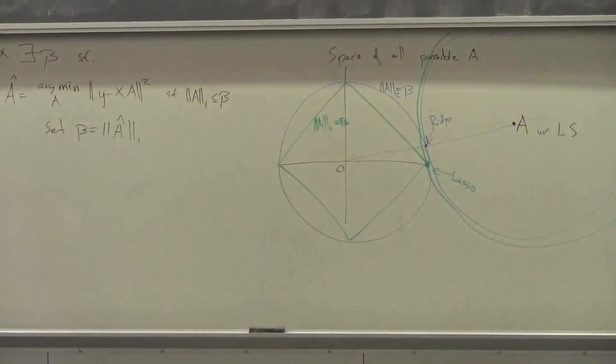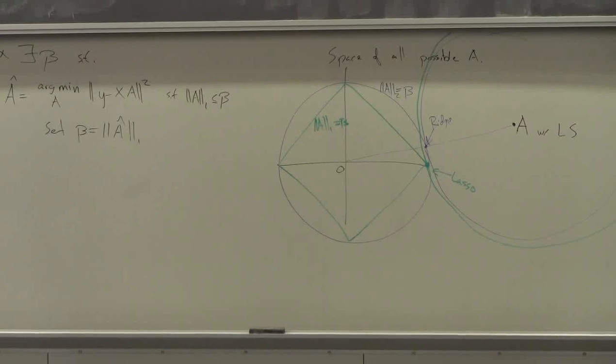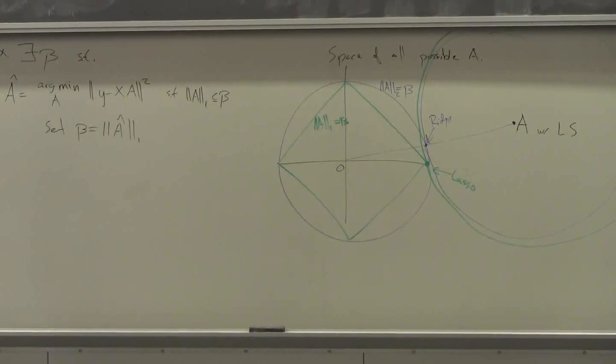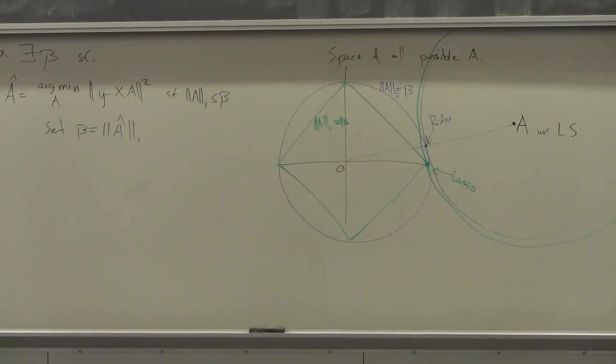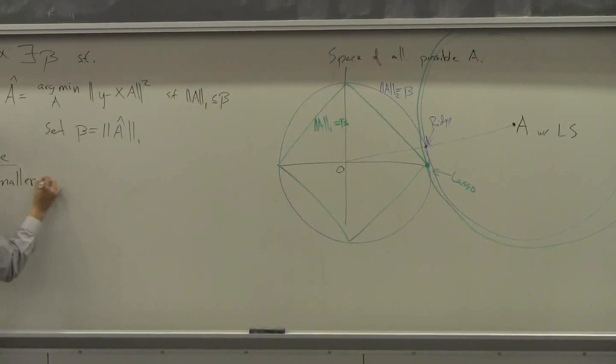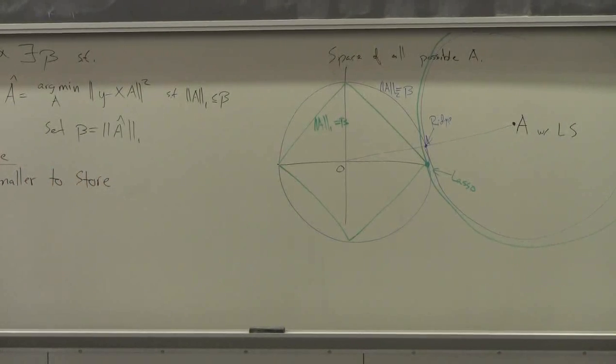So what are the advantages of having a sparse solution of this regression? I think there are a lot of things you can do with sparse matrices, like they're easier to store and easier to remember. They're smaller to store.